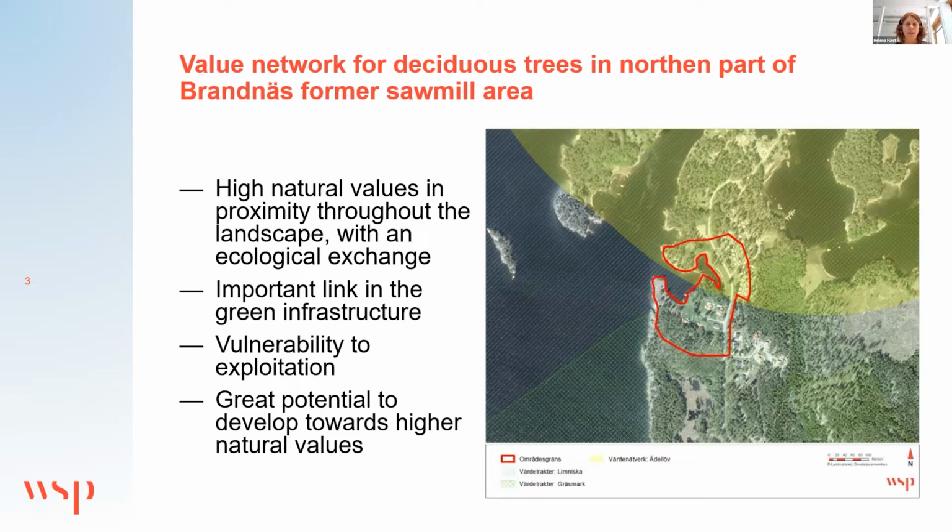In the northern part of the former Brandsnäs sawmill area, there is a value network for deciduous trees. Value networks mean areas with higher natural values than the surrounding land, so close to each other in the landscape that there is an ecological exchange. These value networks are an important link in the green infrastructure, but they are also vulnerable to exploitation. At the same time, the value networks have great potential to develop towards greater natural values in the long run.